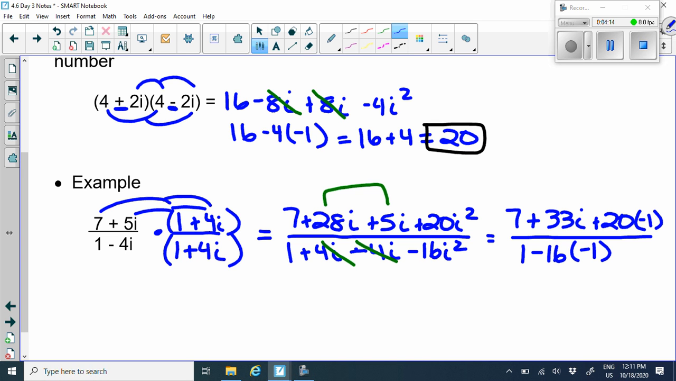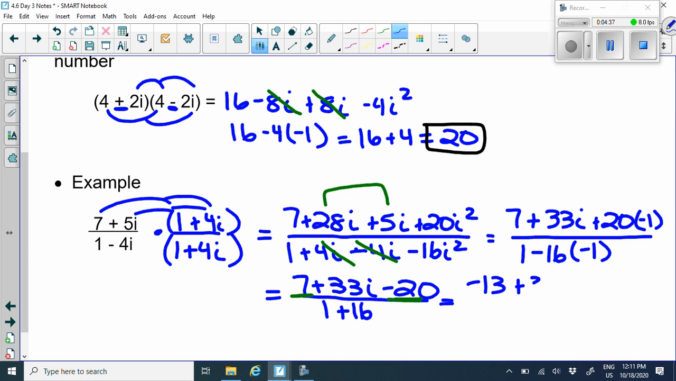Okay, now we have 7 plus 33i minus 20, because 20 times negative 1 gives us that. And on the bottom, I have 1 plus 16. Now, once again, combine like terms, which is the 7 and the negative 20. When I do that, I get negative 13, and then I have my plus 33i, and that's going to be all over my 17 on the bottom.